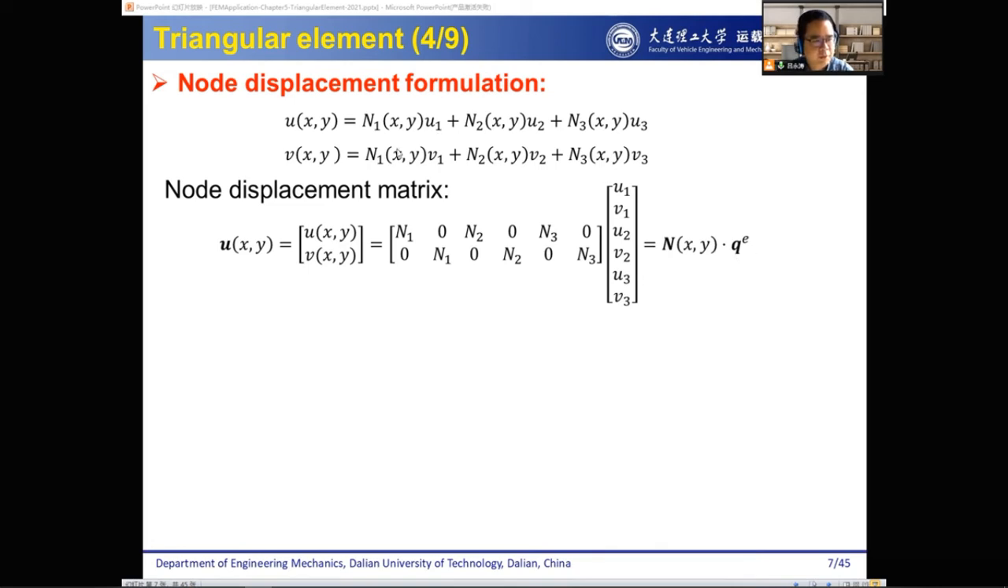For this 3-node triangular element, this is the format for the shape function. We have 3 shape functions, N1, N2, N3. Here you also need to be careful. This is the x direction and this is the y direction. Both directions share the shape function. For example, u1 and v1 both use N1, u2 and v2 both use N2, and u3 and v3 both use N3.